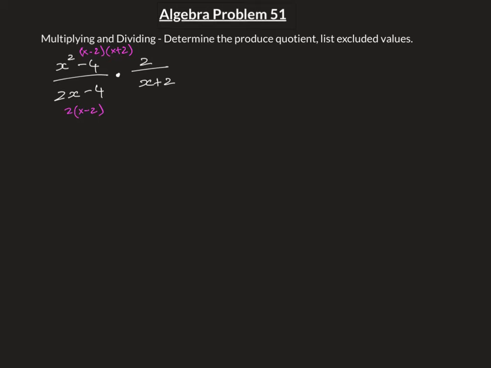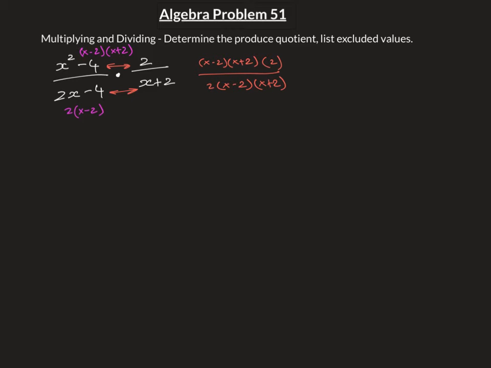So now let's write it out. Because remember, multiplying is straight across. So now we've got x minus 2, x plus 2 times 2 divided by 2 times x minus 2 times x plus 2. Now, we've got a bunch of numbers in the numerator and a bunch of numbers in the denominator.